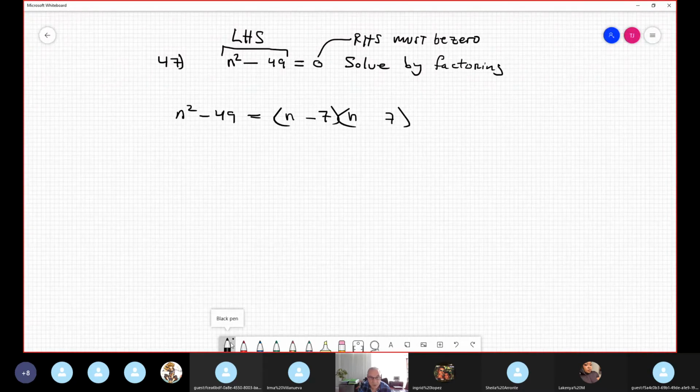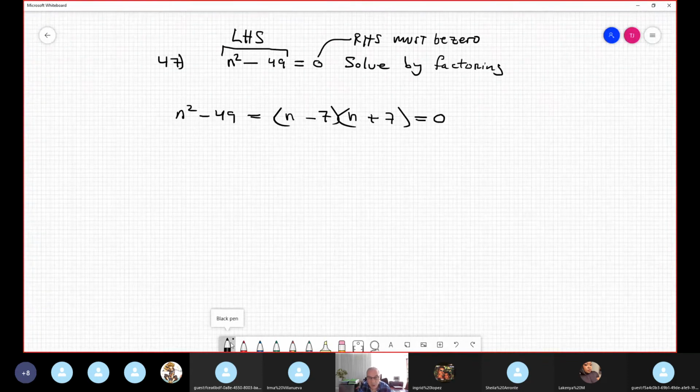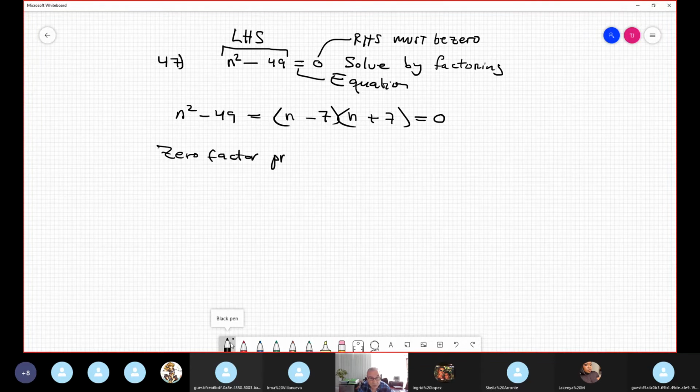Don't forget that this is not an expression like we were doing before. It's an equation, and the clue that gives me this information is the equal sign. When there is an equal sign, it's an equation. And for solving this equation, which is in factored form, you use one thing called the zero factor property.